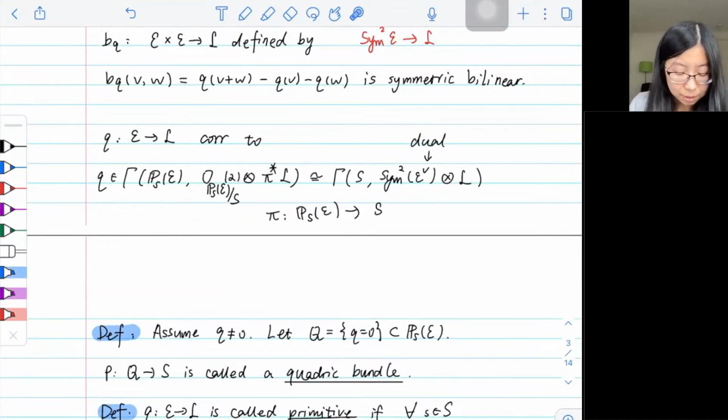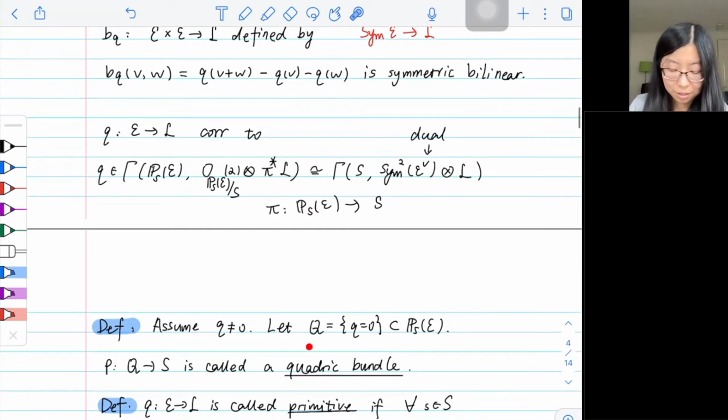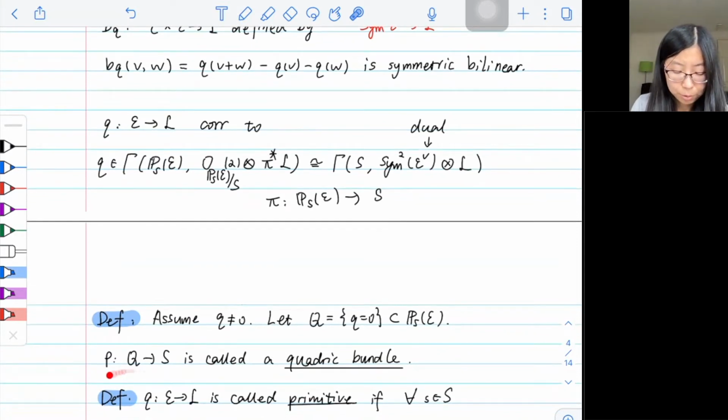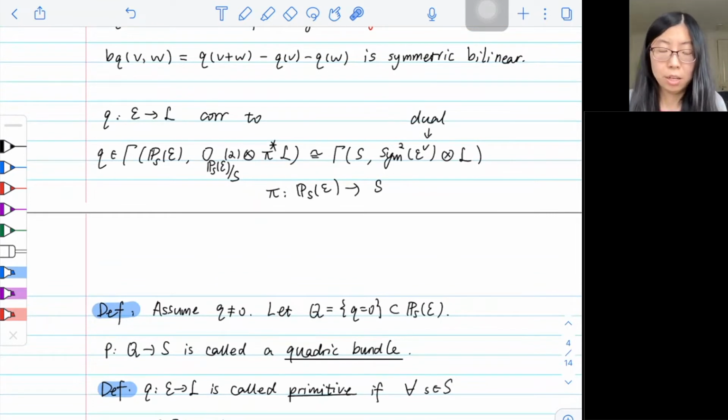So that's the definition. Of course, when the section is 0, there's nothing interesting. So let's just assume this is non-zero. And then Q is the zero locus inside of the projective bundle. It has a natural map to the base S, and we call this the quadric bundle. In this definition, it's possible that the map is not flat. This is because we only require the form to be non-zero, but it could happen that when you restrict this to a fiber, you get a 0 form.